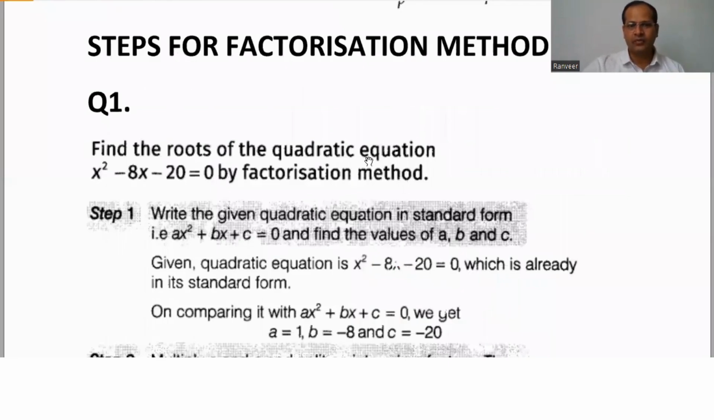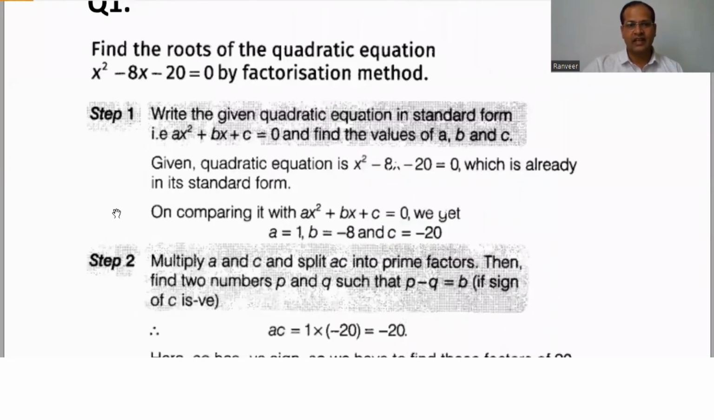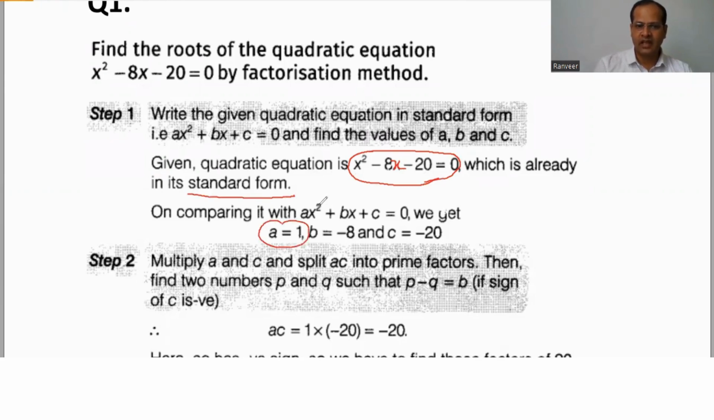Now find the roots of the quadratic equation. What is the first step? First of all, we have to see that it is in standard form. Here x square minus 8x minus 20 is already in the standard form. Find the coefficients, and just by comparing we will get the values of a, b, and c. This is the first step.